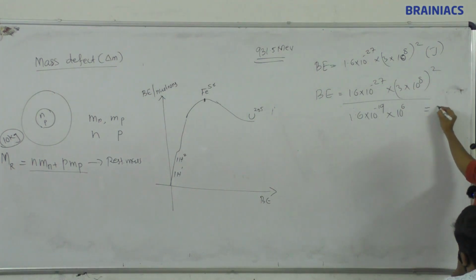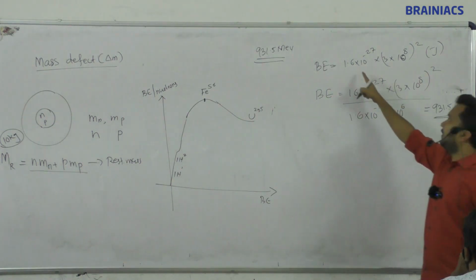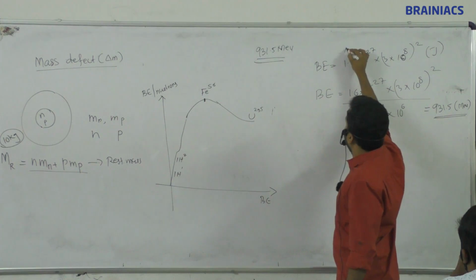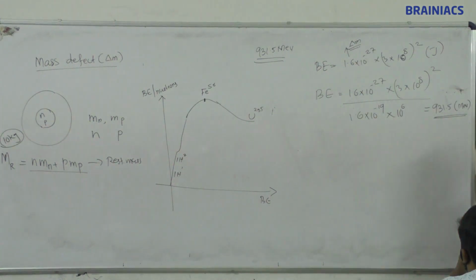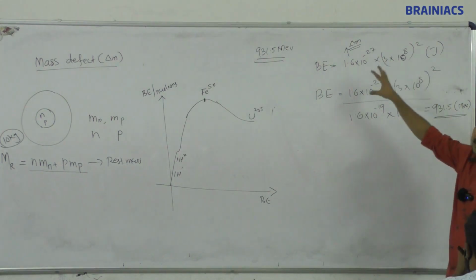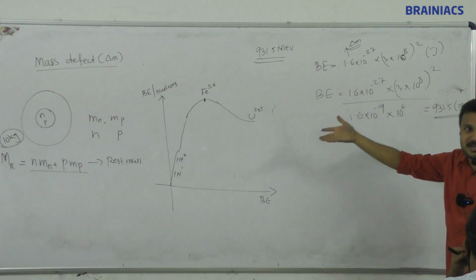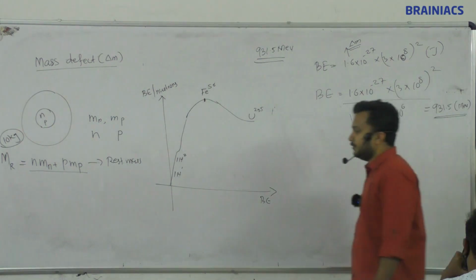So the correct value is 931.5 mega electron volt when taking delta M. This is the mass, right? Delta M, mass defect, is taken as 1 AMU. Now this calculation gives 931.5 mega electron volt. So if 1 AMU is given, to convert into mega electron volt, we need to multiply by 931.5. Always remember this, because a lot of questions are based on it.